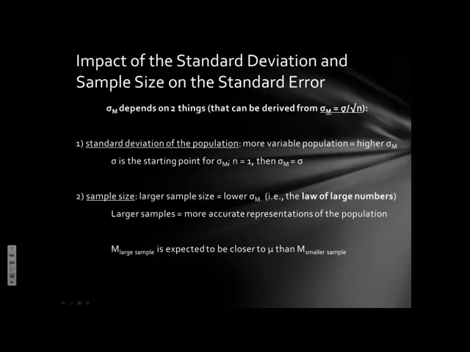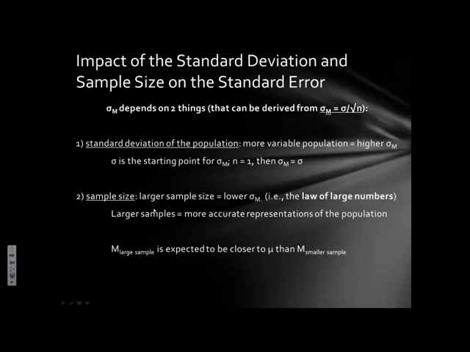Now, the sample size is another thing that is important to think about when it comes to the standard error. So if you have a larger sample size, you're going to have a smaller standard error. This is referred to as the law of large numbers. Just conceptually, if you have a bigger sample, it's probably going to be a more accurate representation of the population, so you would have a lower standard error. You would expect that your sample mean and population mean would be closer.